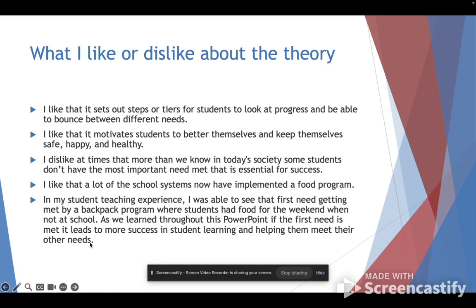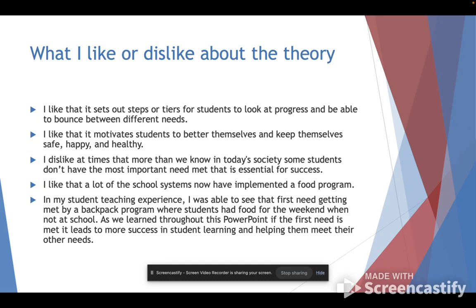So here's just an example right here. In my student teaching experience, I was able to see the first need getting met by the backpack program, where students had food for the weekend. So as we learned throughout this PowerPoint, if the first need is met, it leads to more success in student learning and helping them meet their needs.